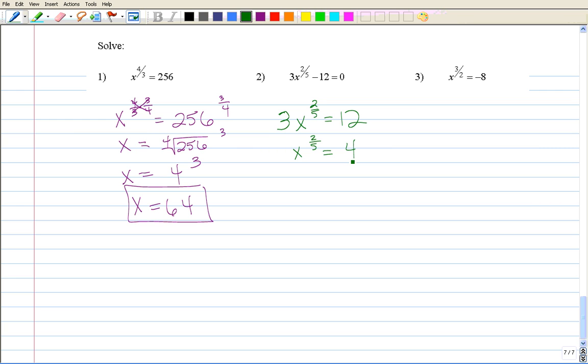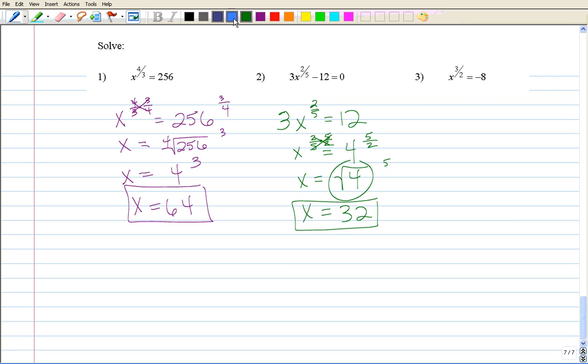2/5 times what gives me 1? Well, if I just take the reciprocal, 5/2, and raise both sides to that power, those exponents cancel. So we're left with x equals, this is the same thing as the square root of 4 raised to the 5th power. The square root of 4 is 2, so 2 raised to the 5th power is 32.